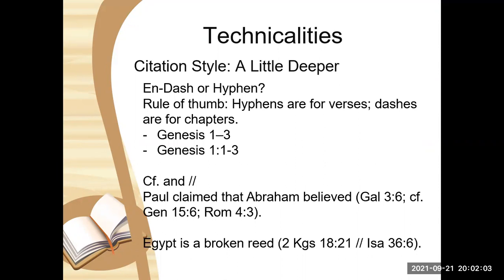So let's say I'm writing a paper on Galatians, the book of Galatians. And in one of my sentences, I say, Paul claimed that Abraham believed. And so I cite it as Galatians chapter 3, verse 6. Well, I can use the CF to say, yeah, this Abraham believed and it was credited to him as righteousness is also found in Genesis 15:6 and also in Romans 4:3.